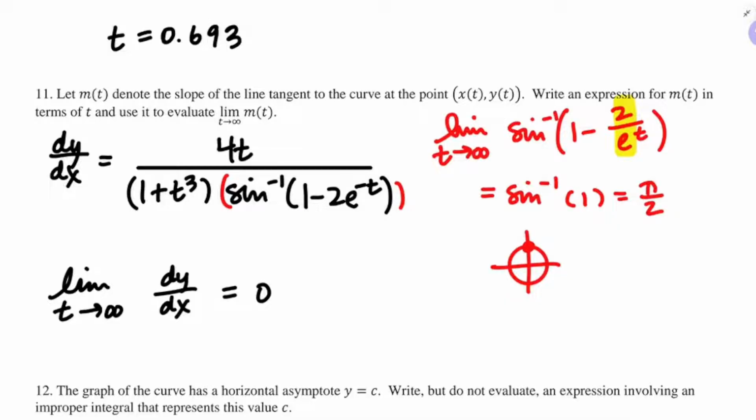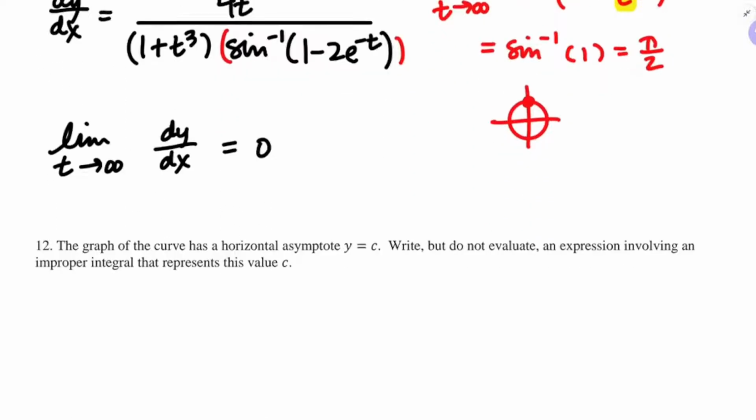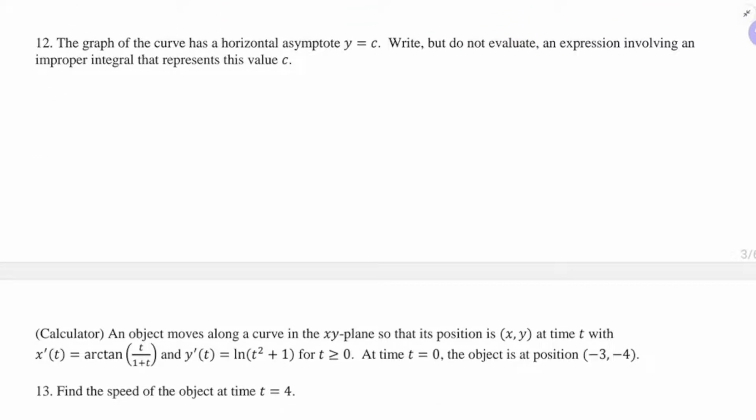Right, and so 4t divided by 1 plus t cubed, whatever that's doing, is multiplied by pi over 2, but the denominator is growing so large anyway, it doesn't matter. This is multiplied by pi over 2, the limit's going to be 0. All right, now we're going to say the graph of the curve has a horizontal asymptote y equals c. Right, but do not evaluate an expression involving an improper integral that represents this value c.